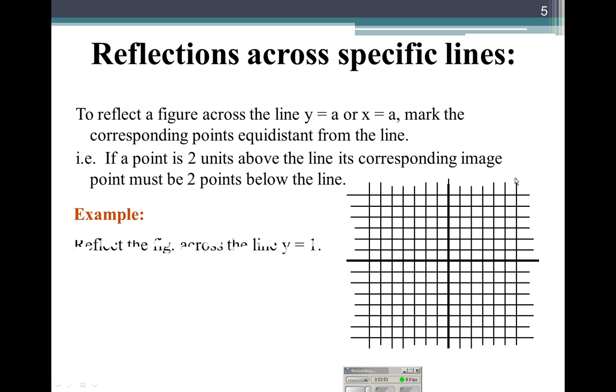In this example, we're going to reflect the figure across the line y equals 1. That's a horizontal line through 1. The point (2,3) is 2 units above, and it will reflect to 2 units below, to (2,-1).